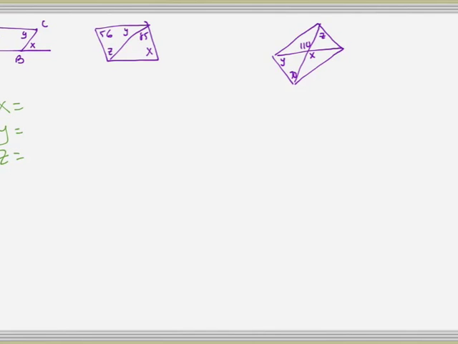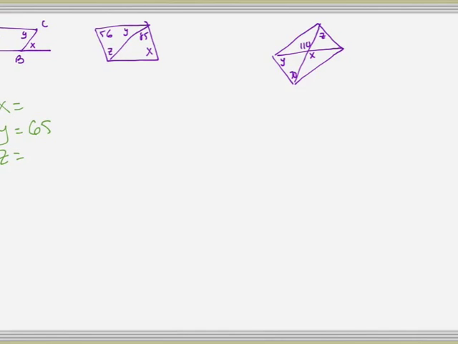So if x, y, and z, what is one of them I could know? Y is 65. Why is y 65? Because opposite angles of a parallelogram are congruent. That was one of our properties. So y is across from an angle that's labeled as 65, so those two angles should be the same.